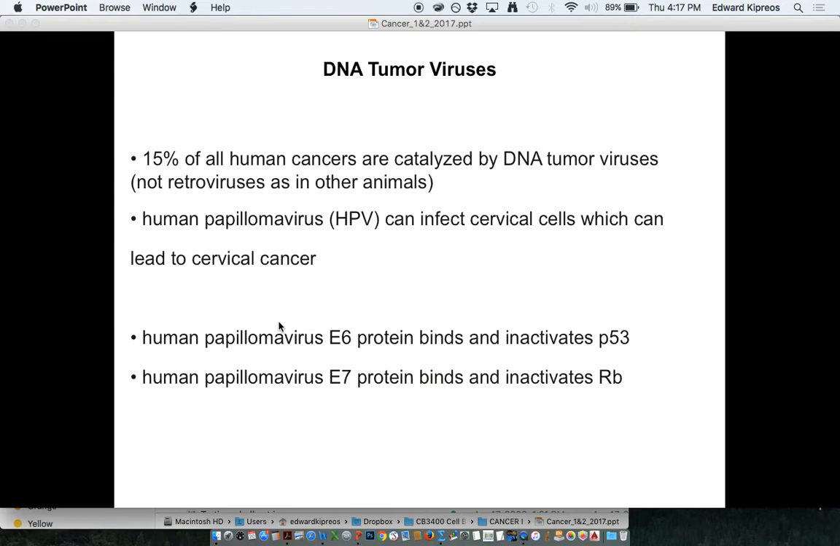Why would this be helpful for the virus? Why would the virus want to do this? I mean, the virus doesn't care if you have cancer or not. How is it advantageous for the virus? Why would it evolve?